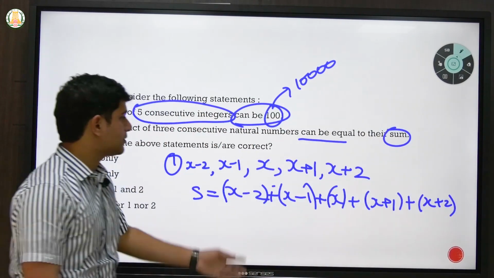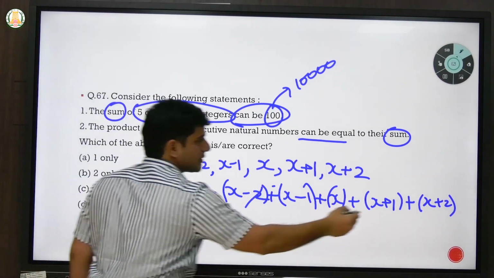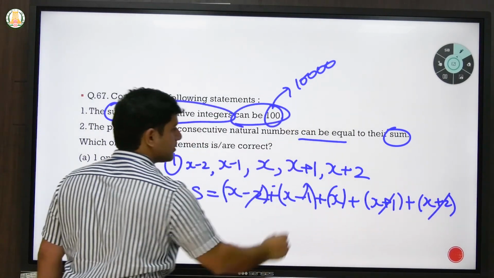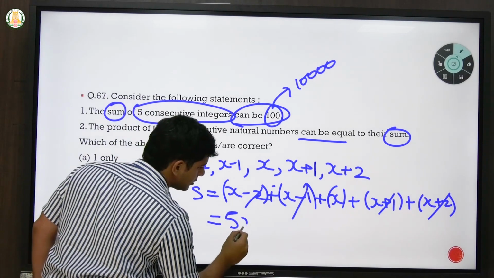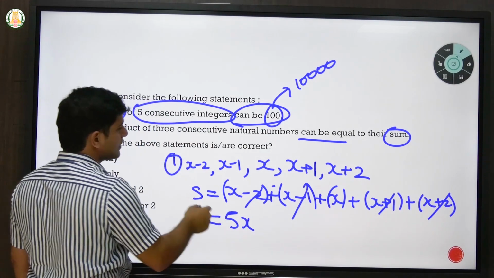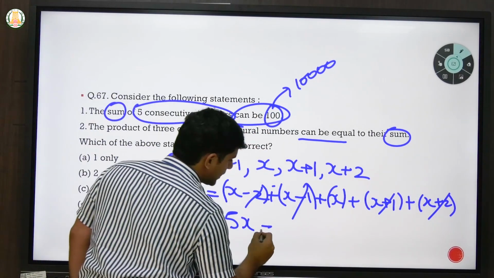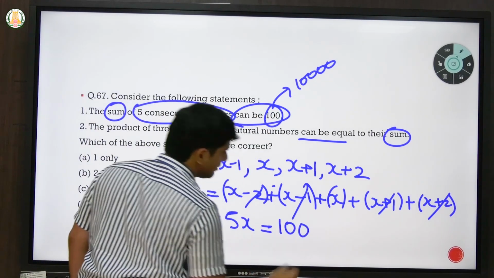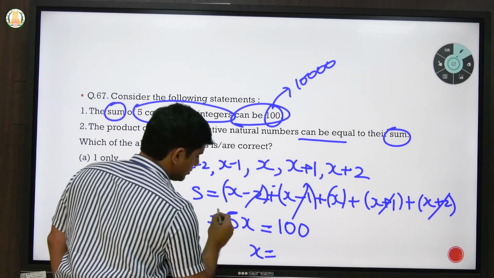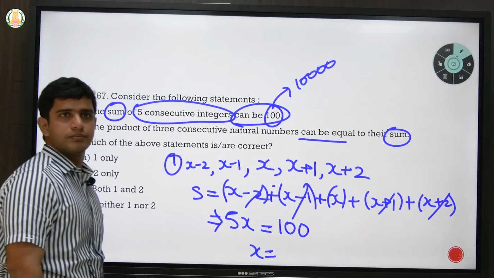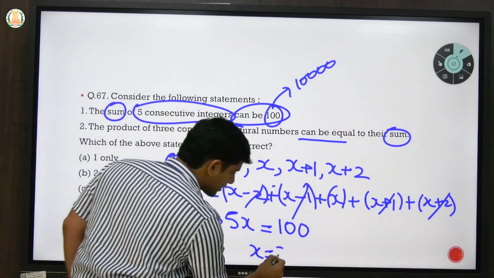We know minus 2 and plus 2 cancel. Plus 1 and minus 1 also cancel. So this becomes 5x. Now what is he saying? This sum is 100. It can be any number, but here he has given us 100. So x will be how much? Yeah, 20. 5 20s is 100. So x will be 20.